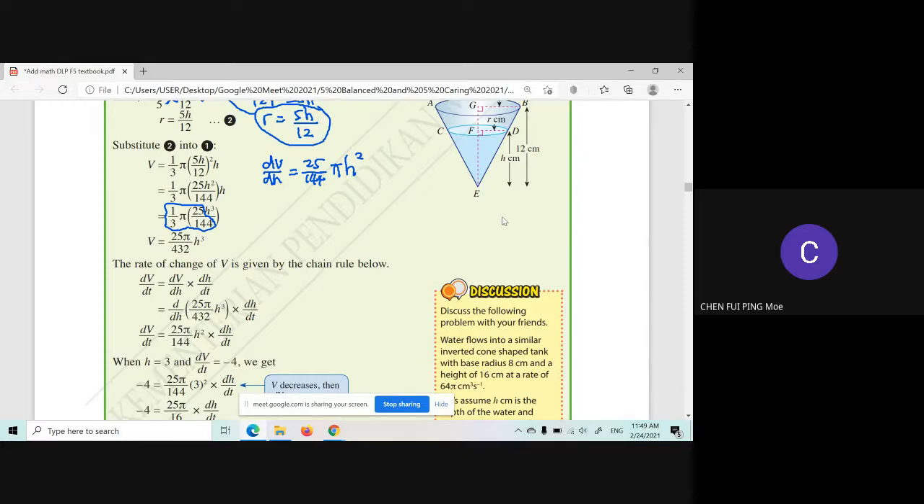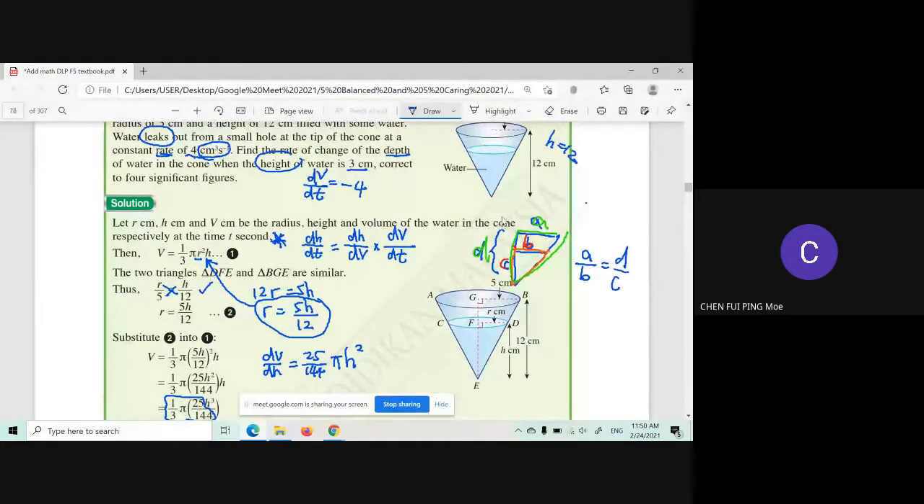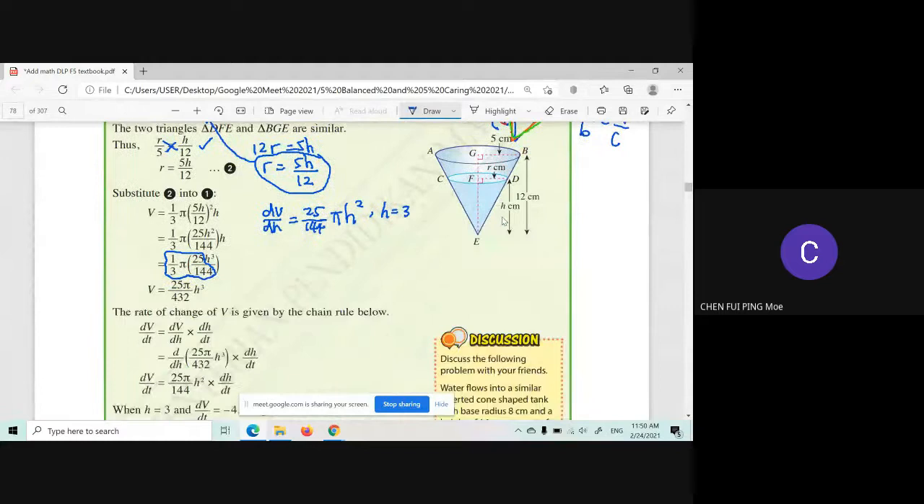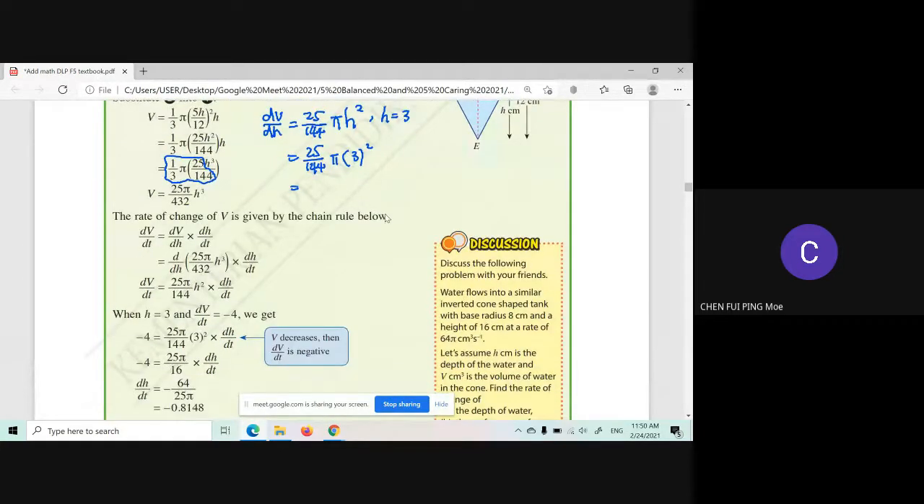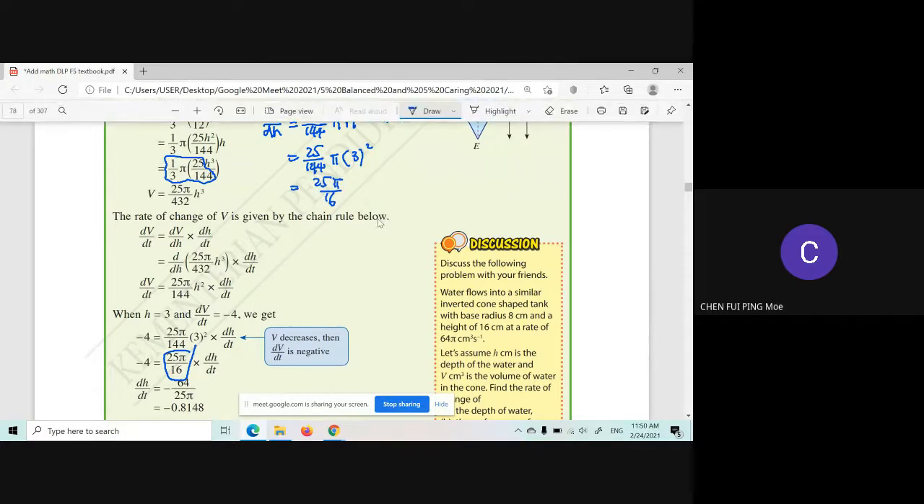And then the question says, when the height equals 3, so you substitute h equals 3, put inside. So you will have 25 over 144 pi, this one 3 power 2. So key in calculator. I think you will have 25 pi over 16. So this one is dV/dh.